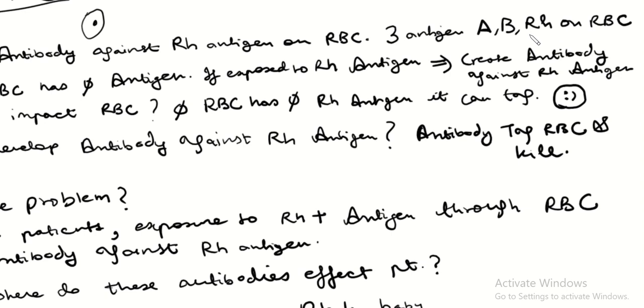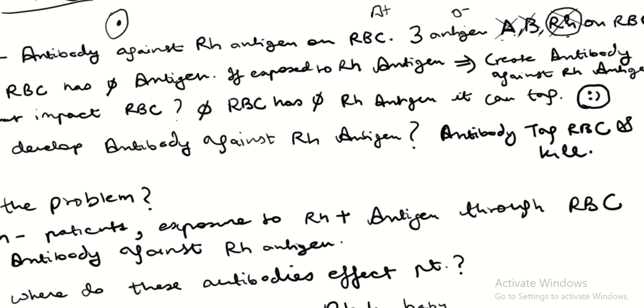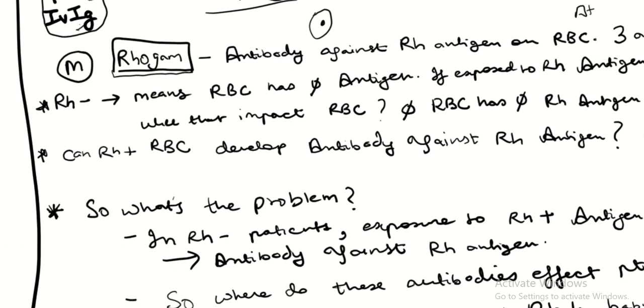Okay. So there's actually three antigens we consider: A, B, and Rh. So O negative does not have A, does not have B, and does not have Rh. A positive has A antigen and Rh antigen on that red blood cell. So that's the concept, more details in hematology, so again, watch out for that video. Okay, so what does that mean?